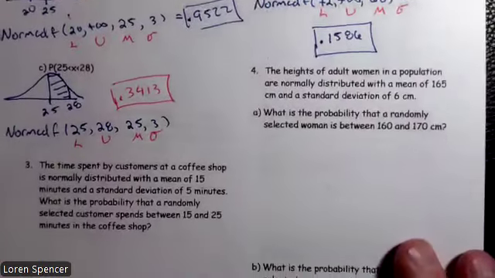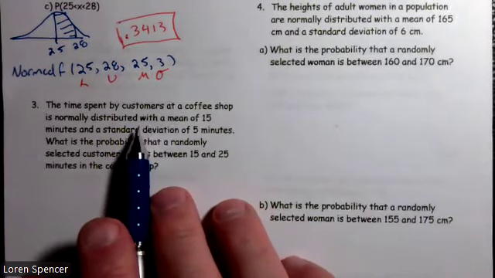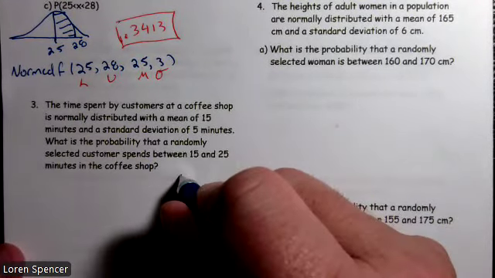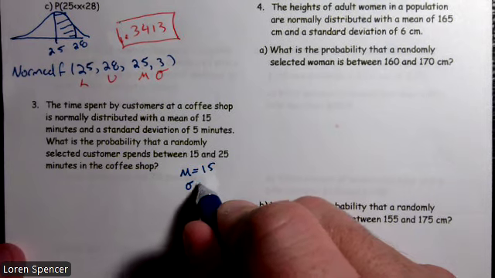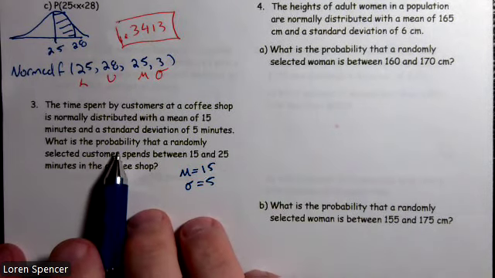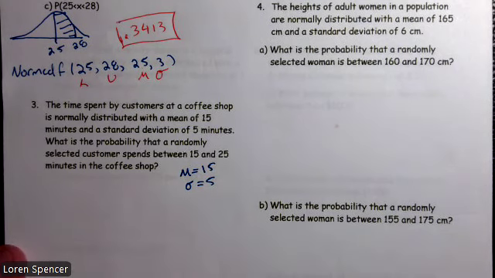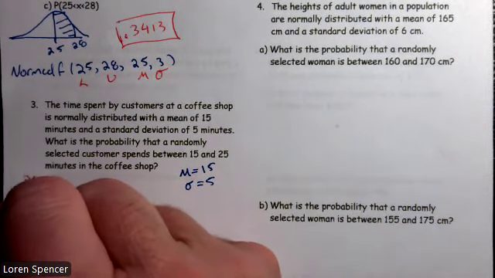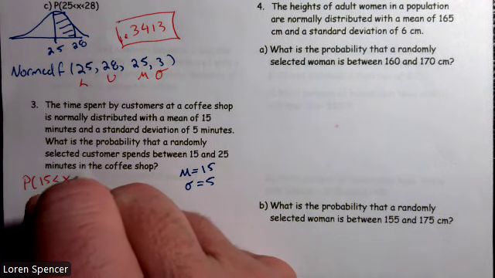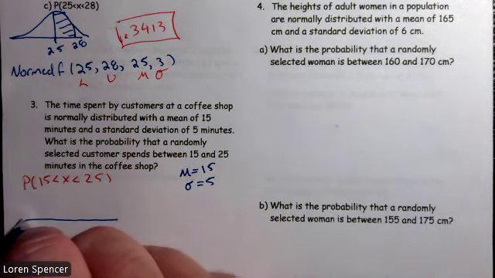All right, number 3. The time spent by customers at a coffee shop is normally distributed with a mean of 15 and a standard deviation of 5. What is the probability that a randomly selected customer spends between 15 and 25? So we want the probability that 15 is less than X is less than 25. So let's draw a picture of it.